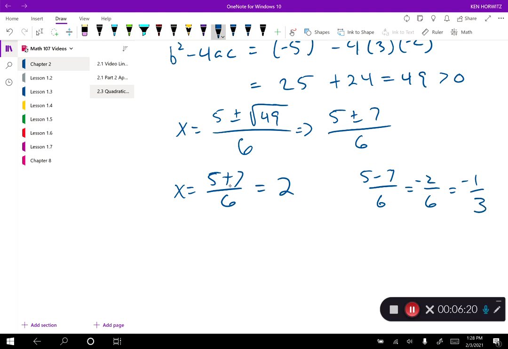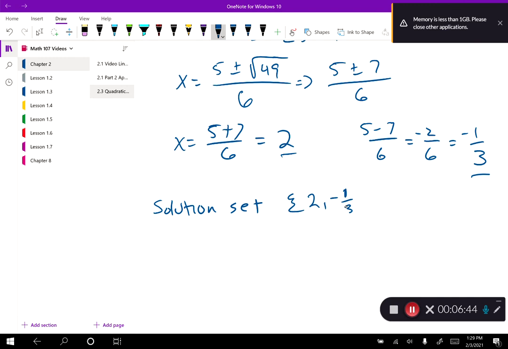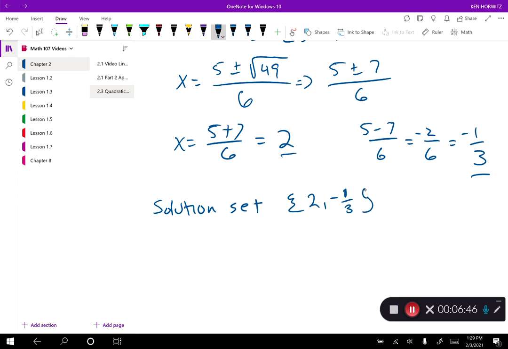This plus or minus means I have two equations here: 5 plus 7, and 5 minus 7. So I have two real solutions. So my solution set, you can use those squiggly brackets, is going to be 2 comma negative 1/3. Okay.